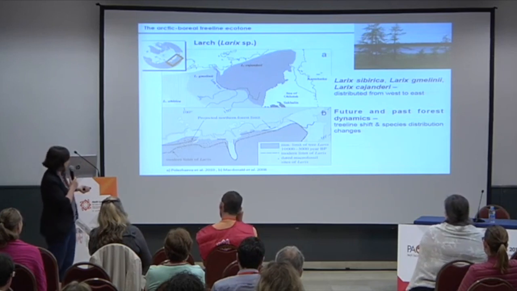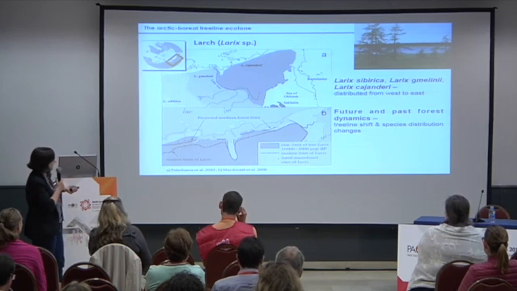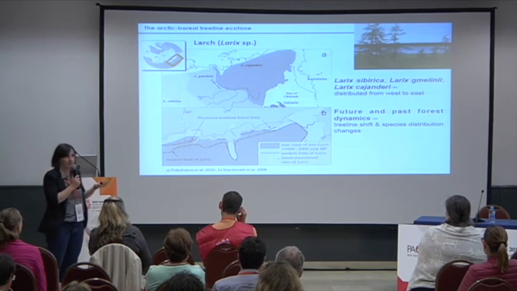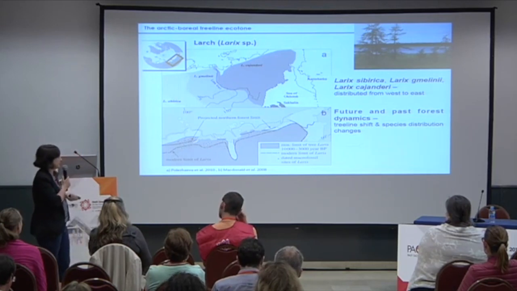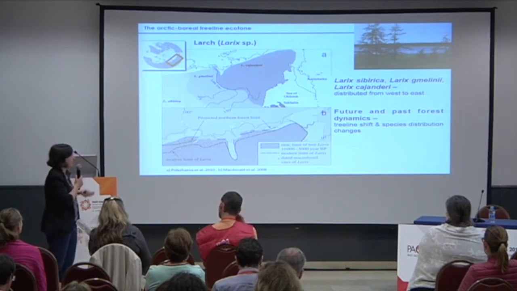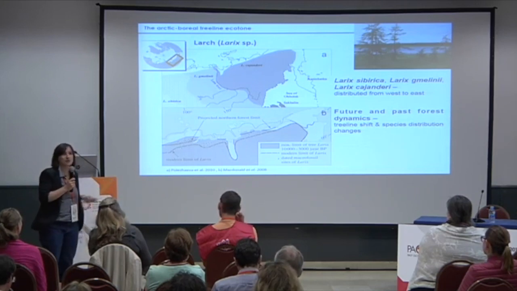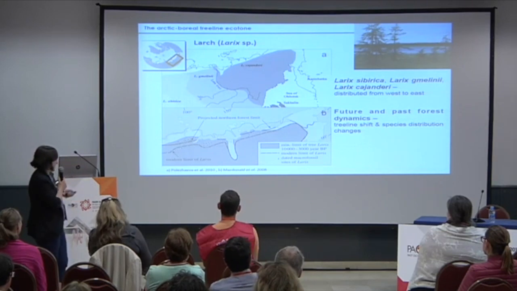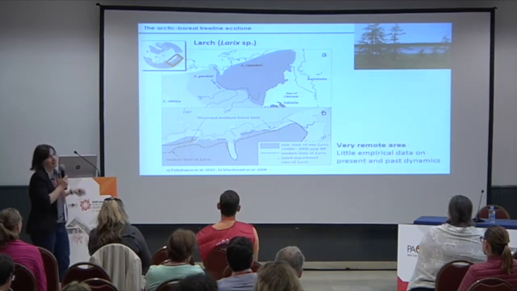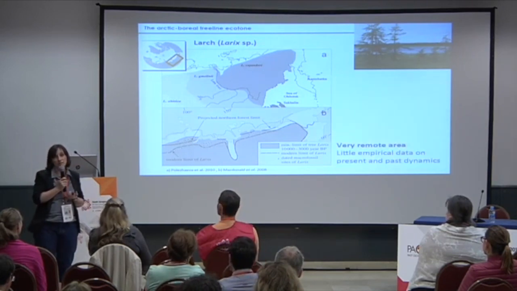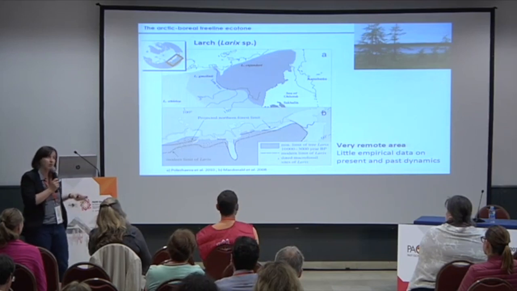And so this is the modern limit of Larix and the projected limit of Larix. This is a bit of an old figure, but a classical figure showing what we think might happen. There will also be a species distribution change of larch species themselves. And it is a very remote area. We don't have a lot of empirical data on what is happening at the moment or what has been happening in the past.